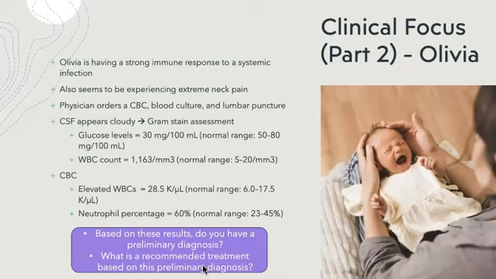We also see that the glucose levels are low and the white blood cell count is extremely high within the CSF. And when we get the CBC, we see elevated white blood cells and a high neutrophil percentage. So based on these results, do you have a preliminary diagnosis? And what is recommended for treatment based on your preliminary diagnosis?